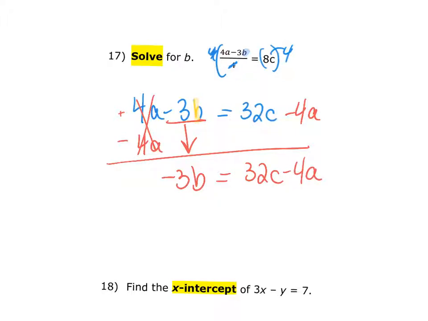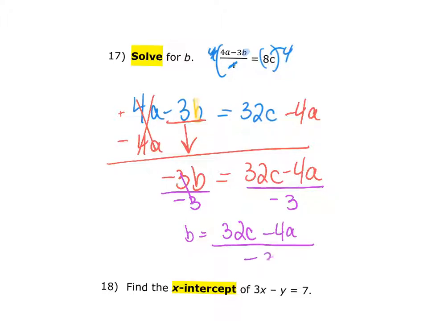What do I do now? You divide by negative 3, right? b is being multiplied by negative 3, so to undo it, I divide the entire expression by negative 3. So my final answer is just b is equal to 32c minus 4a, all over negative 3. That's it.